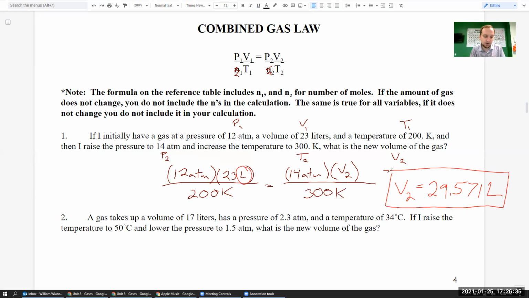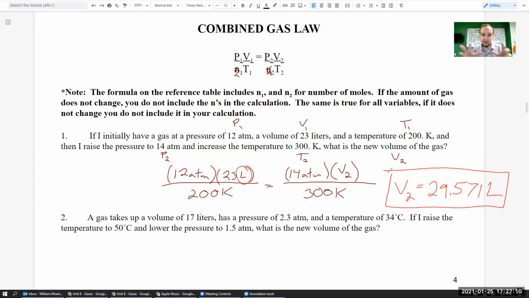So again, what I did on my calculator, just to repeat, I took the diagonal that has all three numbers provided, right? So that's going to be 12 times 23 times 300. Then I'm going to immediately start dividing by all the numbers on the diagonal that has my x, in this case, my V2. So I'm going to divide by 200, divide again by 14 equals, and there's my answer in one single step, 29.571 liters.